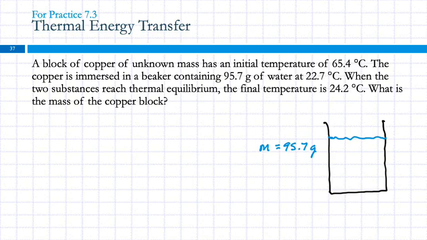At 22.7 degrees Celsius, well, that's obviously a temperature. Is that an initial temperature or a final temperature? It must be the initial, because in the next line it says the final temperature for each thing is 24. So this is the initial temperature, and the final temperature is 24.2 degrees Celsius.